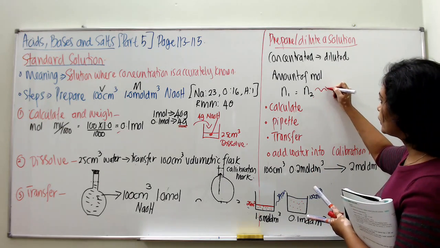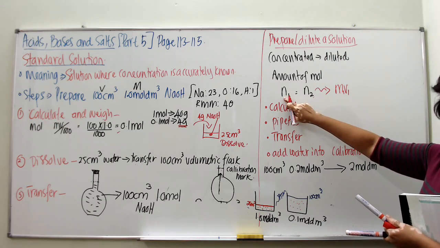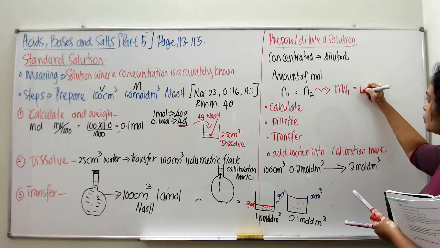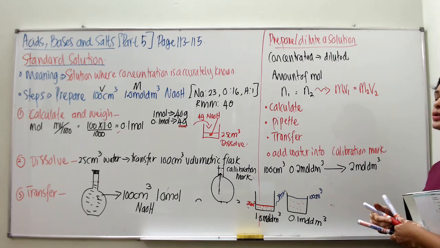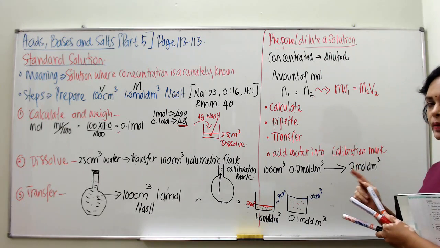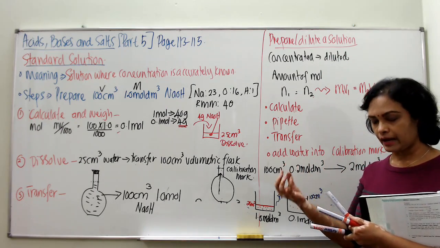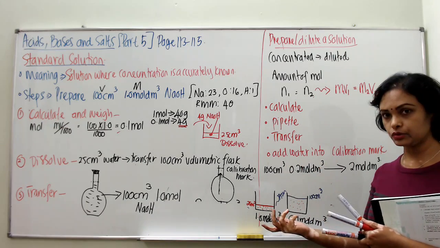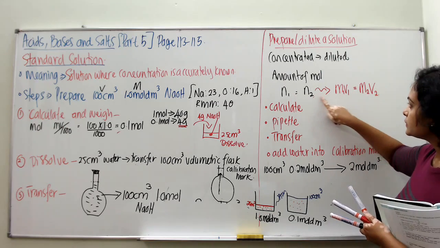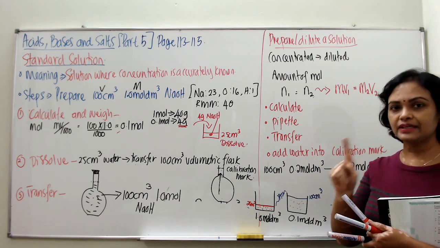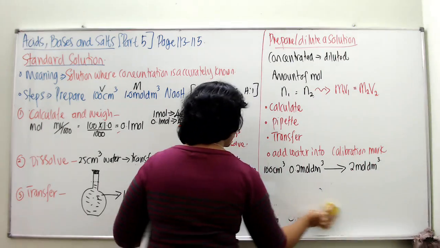This will convert into M1V1, because for molarity it is equivalent to M2V2. So this is what you need to know. Please remember, when you are calculating dilution, how much water you are supposed to add in order to dilute, you must know that the amount of mole is still the same. Alright? Now let's go to one example of dilution.